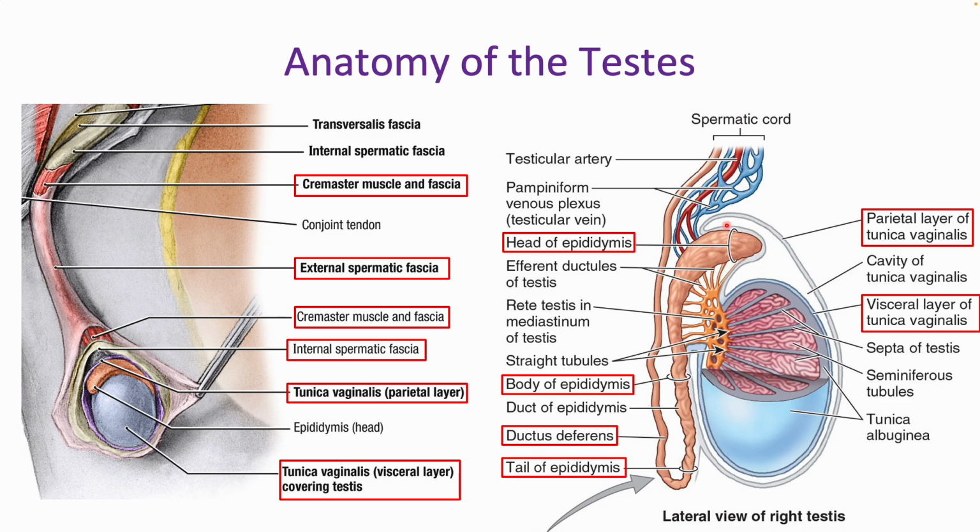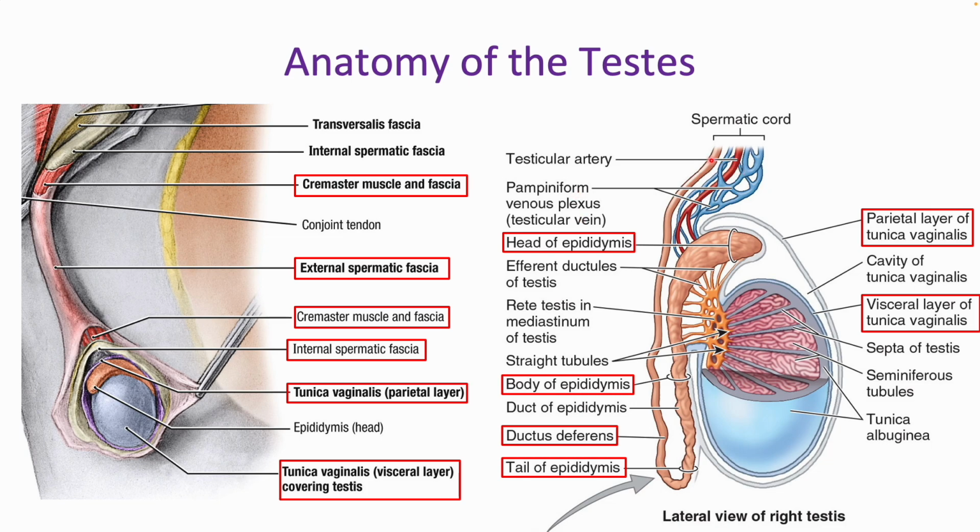And so the fat part at the top is the head of the epididymis. We move down, we have our body, and then just at the bottom we're going to have the tail, and then we become the vas deferens going up. And so we can also see here our visceral layer of the tunica vaginalis wrapping around this, and then our parietal layer of the tunica vaginalis.